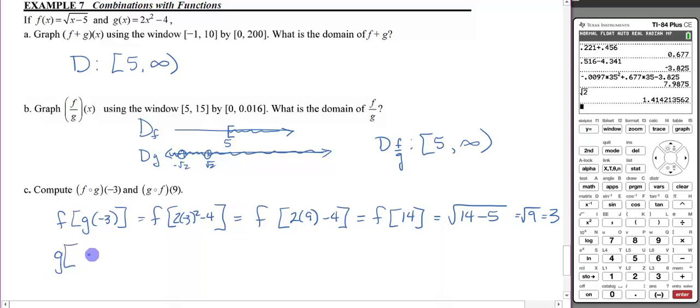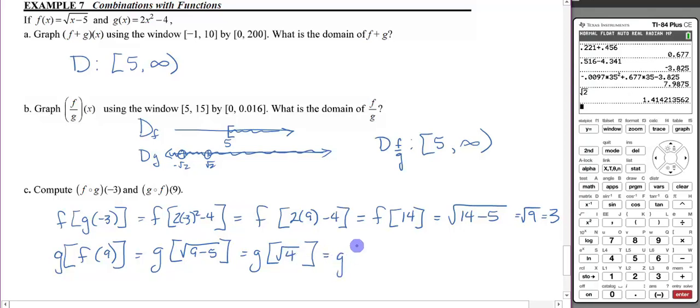G composed of f of 9 is g of f of 9. So this is g of f of 9 is going to be the square root of 9 minus 5. So that is g of the square root of 4, which is g of 2. Now g of 2, we're going to say 2 times 2 squared minus 4. 2 squared is 4 times 2 is 8 minus 4 is 4.